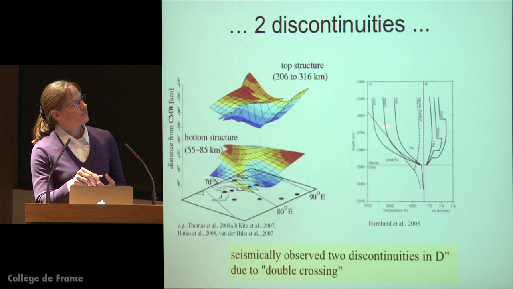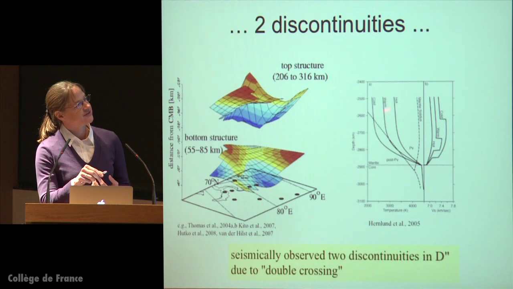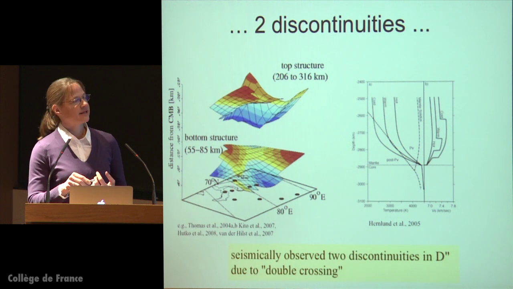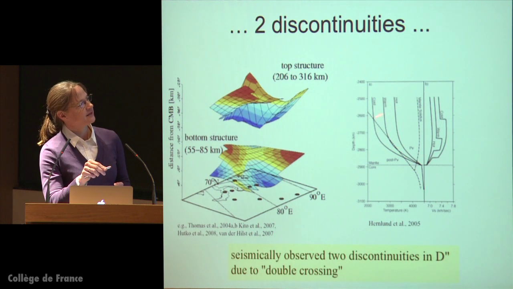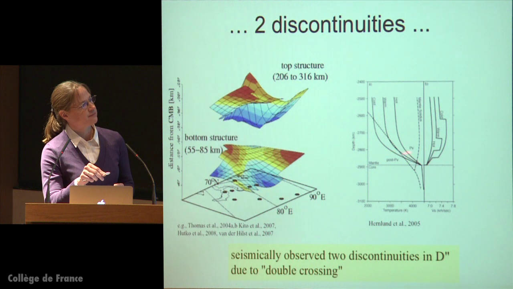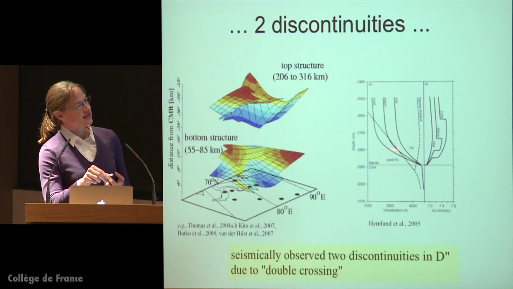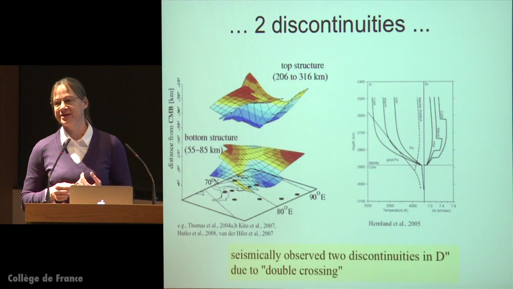We have the post-perovskite stability field and perovskite stability field, and then depending on the temperature in the mantle, you can either get an entrance into the post-perovskite field and possibly coming out again, which would lead to two reflectors, or in a hot mantle you would not get into that stability field of post-perovskite at all.